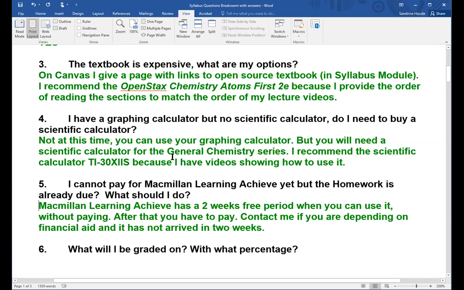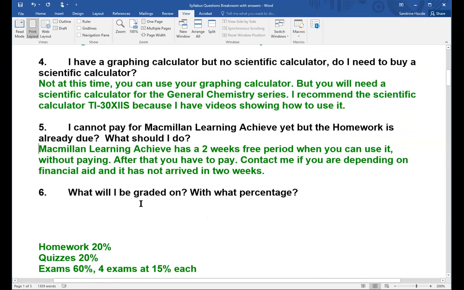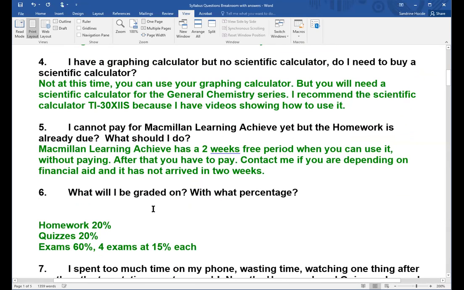Okay, so the Achieve account will have to be connected to the Canvas account. You have instructions on Canvas for that. In the syllabus modules, there is a page titled the Macmillan Learning Achieve instructions. So please follow that. This will allow the grades to be automatically put into Canvas. So this way your grade on Canvas is updated all the time, as you do the work.